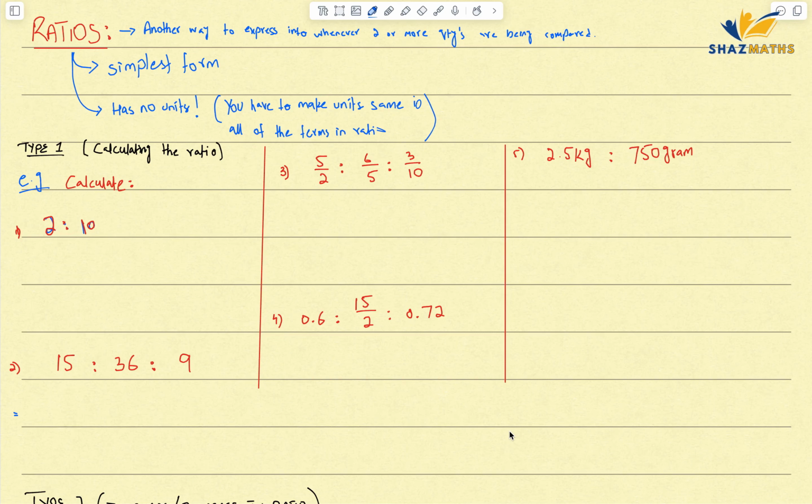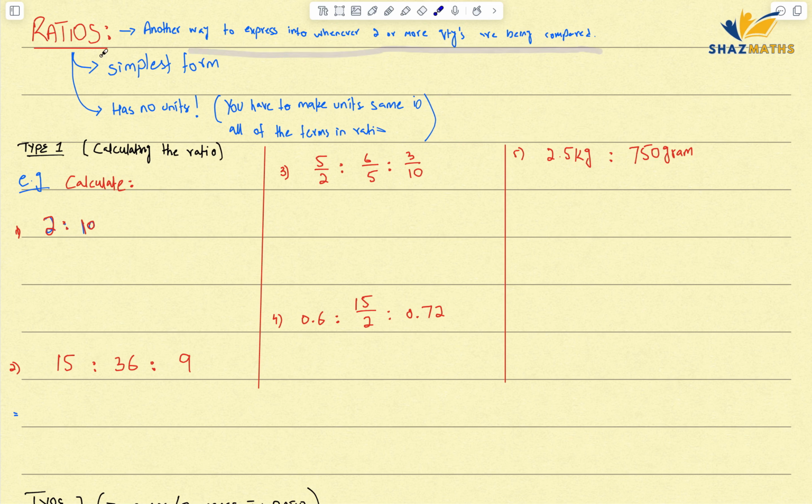Hello everyone. In this video we will quickly cover the summary of the topic ratios and the types of questions that you guys can face in your GCSE and IGCSE level exams. So let's start off. What are ratios? It is just another way to express the information whether two or more quantities are being compared.